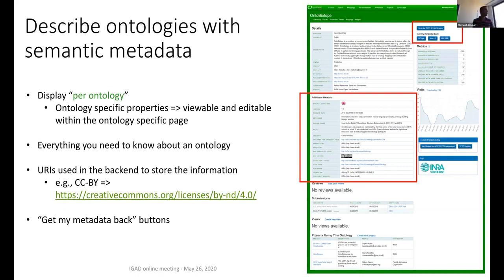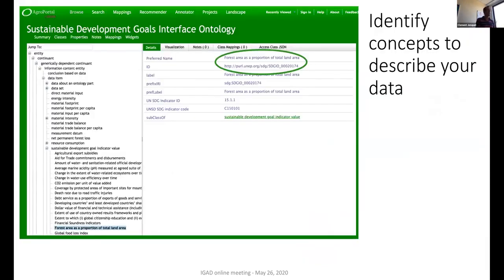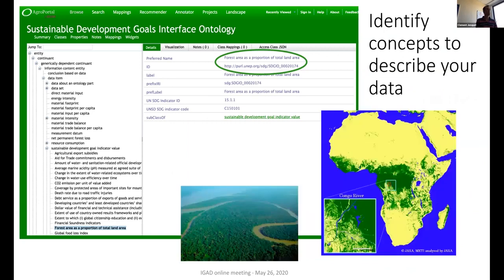So this is one of the features we have on the portal description. We can search, browse, and select ontologies in the UI. You have that faceted search interface that helps you find the ontologies of interest, still with the vision of selecting these ontologies. And then finally, the basic page on AgroPortal is a page where you will see the terms in a hierarchy on the left and get the details for those terms, and you can use them to describe your data. Here, for example, is forest area as a proportion of total land area, in one of the ontologies in the portal.